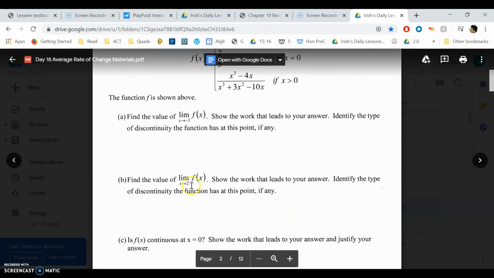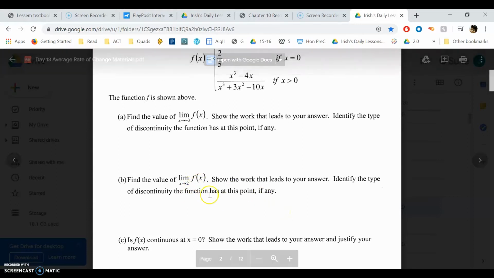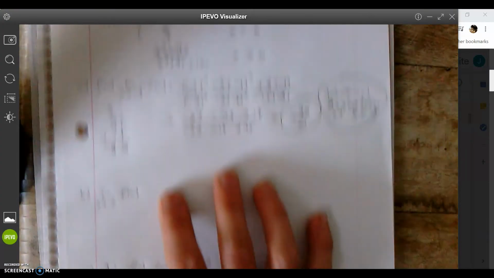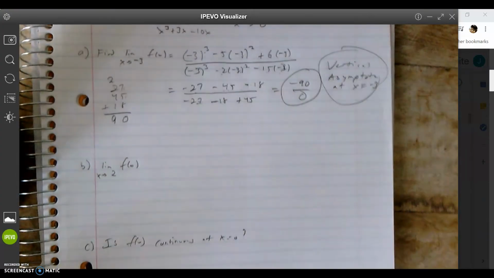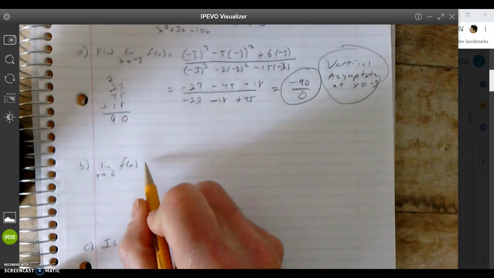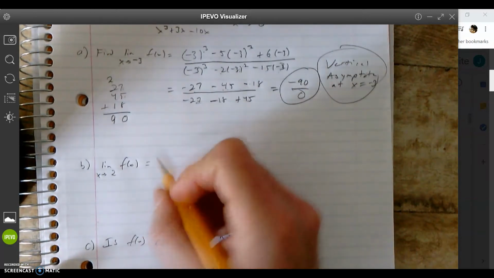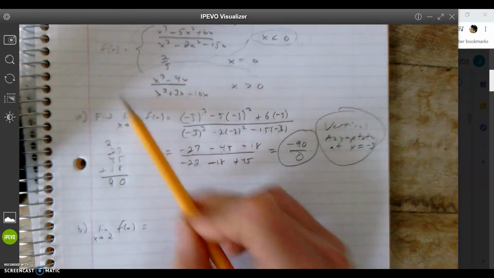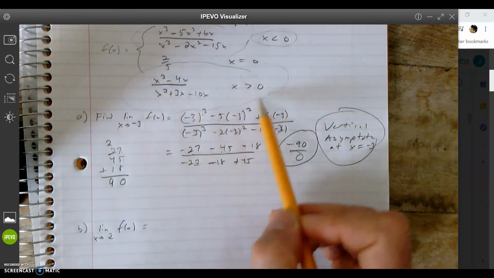All right. Part B. Find the limit as x approaches 2 of f of x, and then describe any discontinuity we might find. Cool. All right. So limit as x approaches 2 of f of x. I'm focused on this part because 2 is greater than 0. So this is the part of the graph you're looking at.